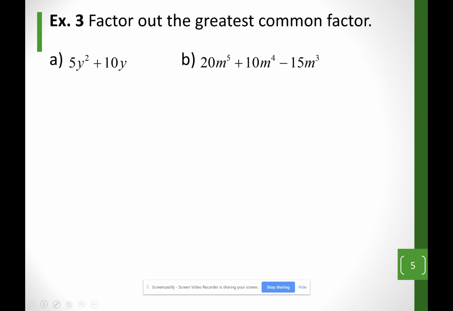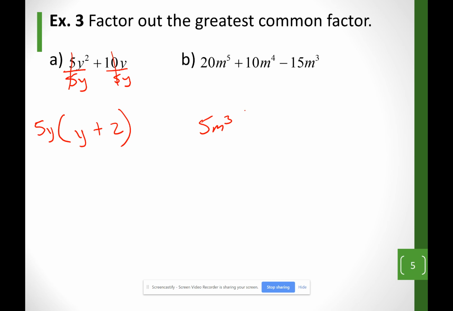Now here, to factor out the greatest common factor, on example A, I see that my greatest common factor is 5y. So I'm going to do the distributive property backwards. I'm going to open parentheses. Let me divide each of these by 5y. Looking at the first one, 5 divided by 5 is 1. And then on my exponents, I subtract them. So I get 1y to the 1. There's my plus. Then on my second term, 10 divided by 5 is 2. My y's cancel out.